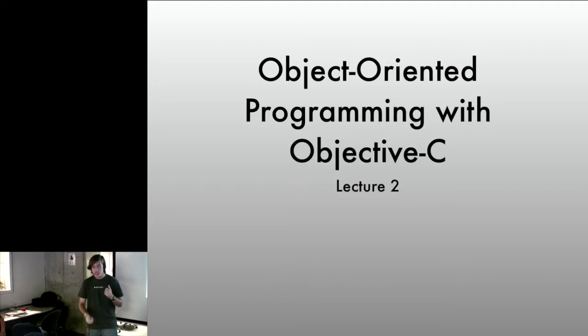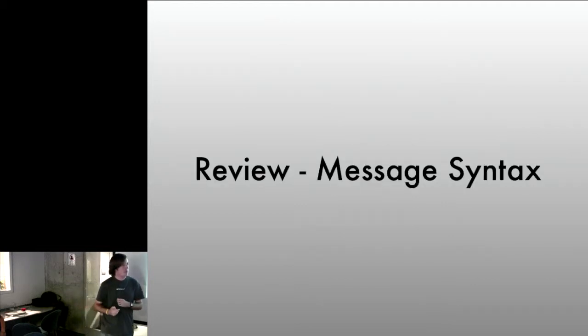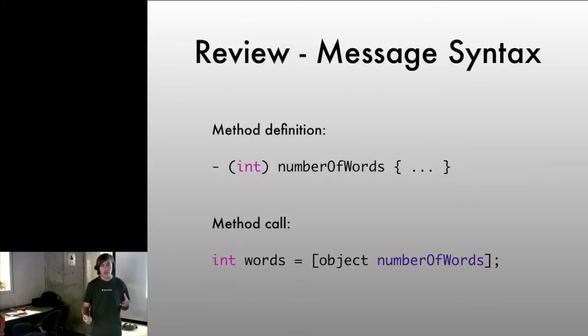So we're going to start with a quick review of the message syntax in Objective-C, because I found that that's what people tend to struggle with the most, so making sure that you really understand how you define a message and how you call a message is important. Here's an example of a method with no arguments. We declare it with the minus sign indicating that it's an instance method. Inside parentheses we have the return type, which in this case is an int, and then the name of the message. And within curly braces is the body of the method.